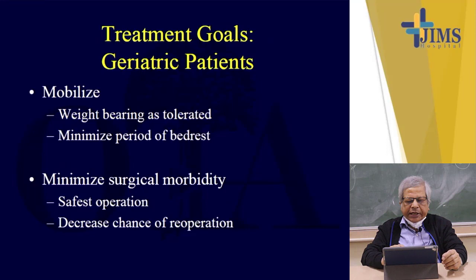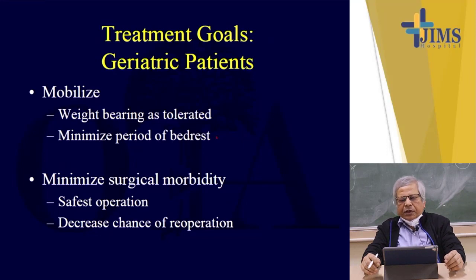Treatment goals are for geriatric patients. They have to be mobilized as early as possible. Weight bearing as tolerated and minimize period of bed rest, because a prolonged bed rest will cause deep vein thrombosis leading to pulmonary embolism and death, or respiratory compromise leading to hypostatic congestion and pneumonia, basal pneumonia.